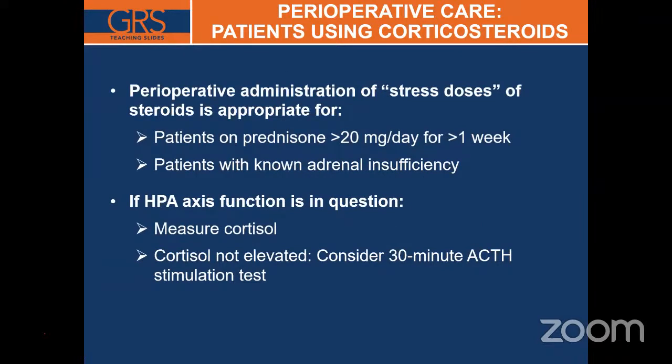How about patients taking corticosteroids? Surgery per se is a stress, so we need to increase doses for those patients. Perioperative administration of stress doses of steroids is appropriate for a patient on prednisone more than 20 milligrams per day for more than 1 week, and also patients on prednisone because they may have adrenal insufficiency. If we think about HPA axis, hypothalamic-pituitary axis dysfunction, we need to check serum cortisol and do an ACTH stimulation test to check for adrenal insufficiency.